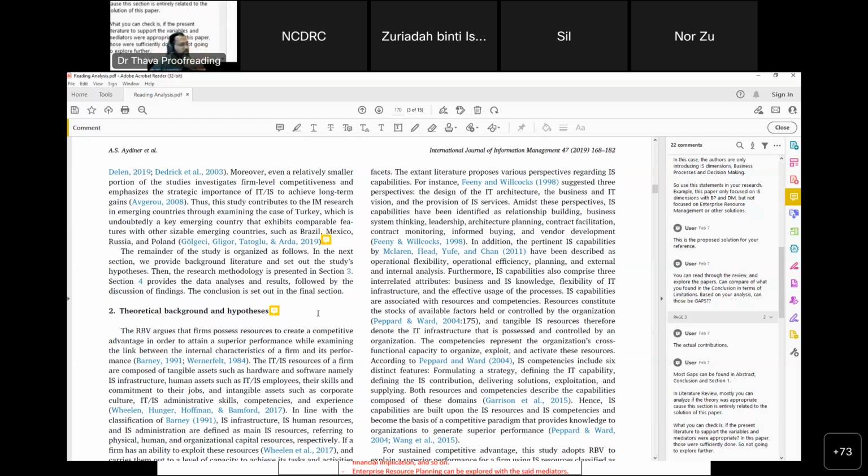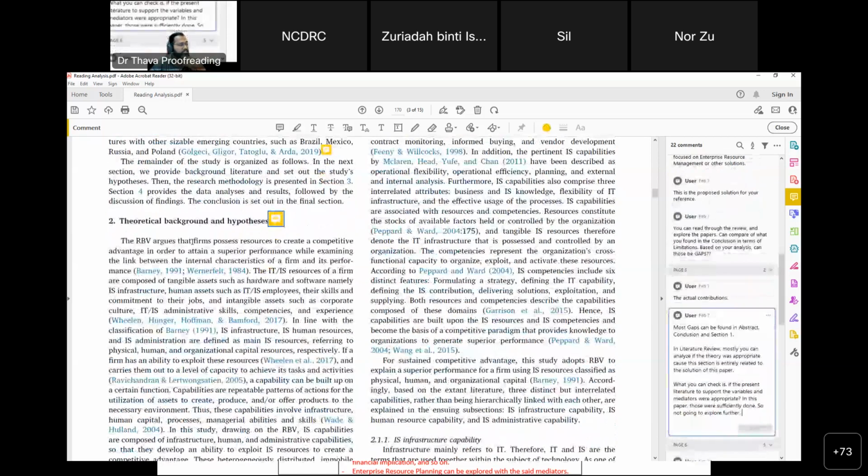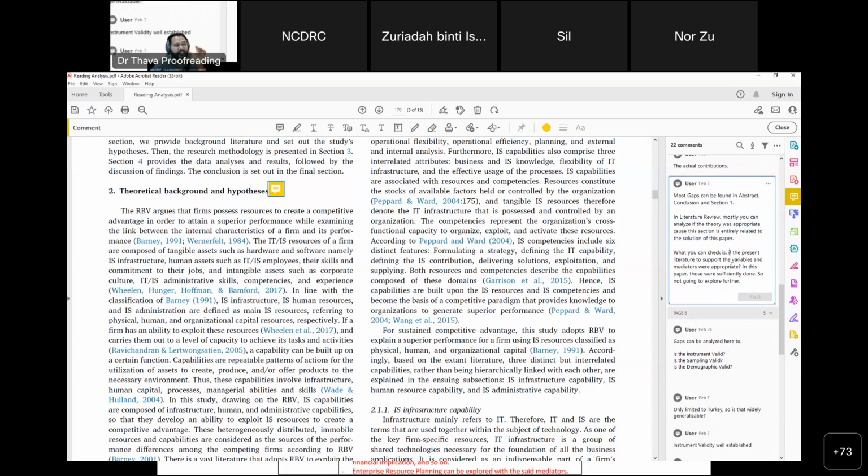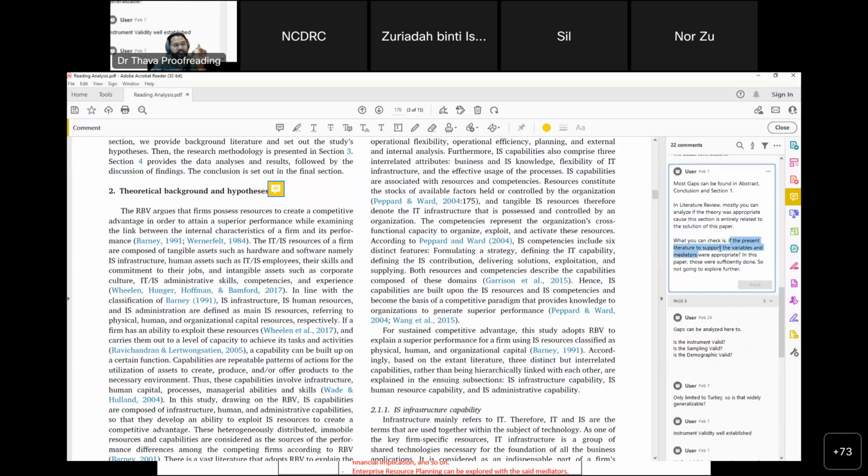Then you'll come to section 2, the theoretical background and hypothesis. Here, most gaps can be found in the abstract, conclusion, and section 1. In the literature review, which is this section, this is the thorough literature review. Mostly you can analyze if the theory was appropriate or not, because this section is entirely related to the solution of this paper. Then you can check if the literature presented to support the variables and mediators was appropriate or not. In this paper, those were sufficiently done, so I'm not going to explore further.